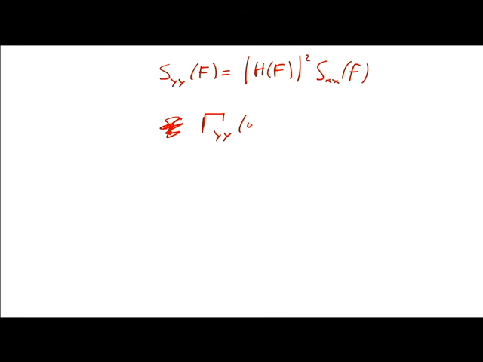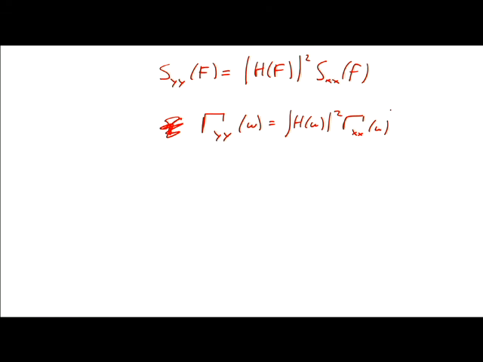which is, remember that we have a relationship between the, in the continuous time, we had S_YY of f is equal to the magnitude squared of H(f) S_XX(f), right? And so in the discrete time, we have gamma_YY of little omega, and that's going to be equal to the magnitude squared of H(omega) times gamma_XX(omega).